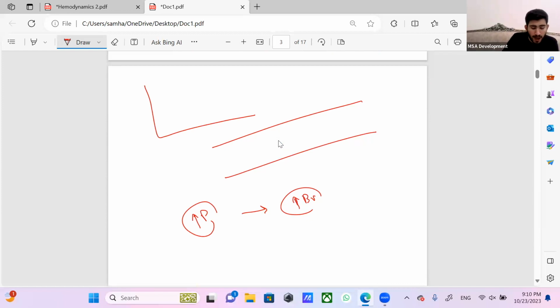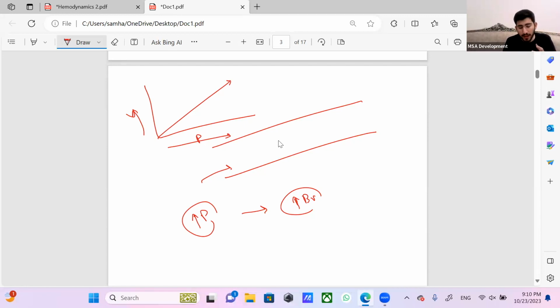So if we made a graph, and this is pressure and this is volume, once we increase the pressure, we will increase the volume, and it should be like this, okay? So once we increase the pressure or the filling, we will increase the volume. That's in normal circumstances.